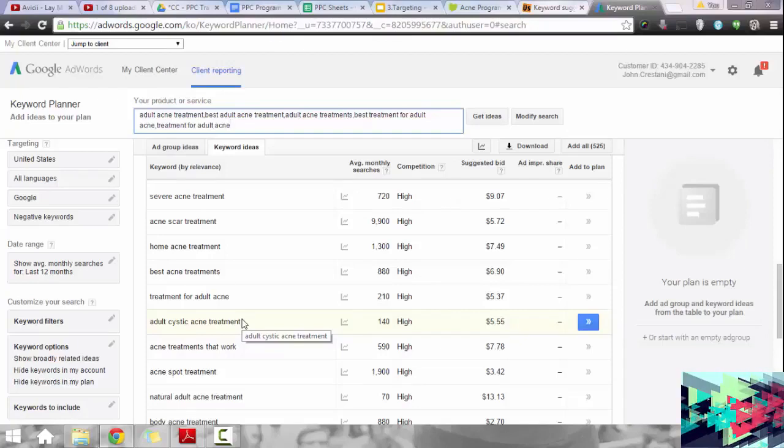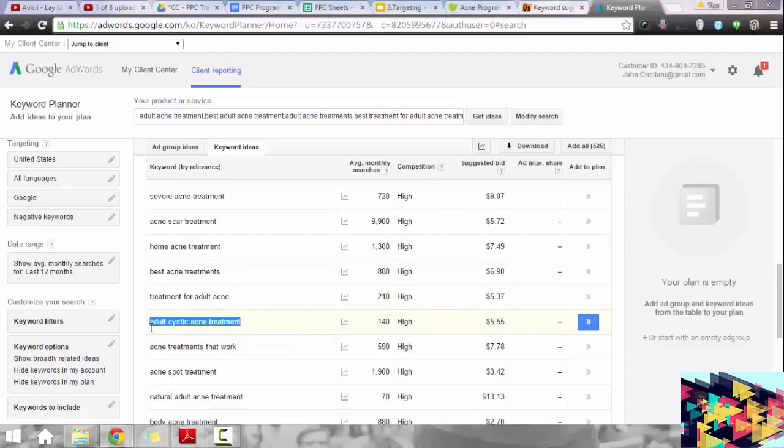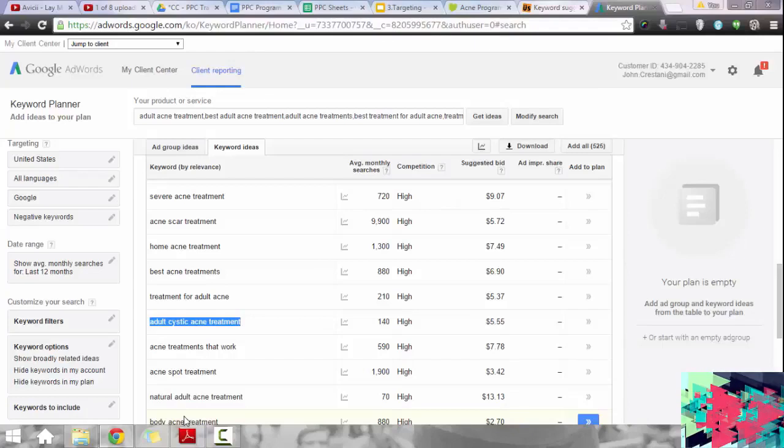But cystic acne treatment may be more specific than adult acne treatment. So I would probably leave this term out of the adult acne treatment ad group and put it in the cystic acne treatment ad group instead, because that's where it's more specific. Why does it matter that it's more specific? Well, I can write more specific ad copy to cystic acne treatment than I can for adult acne treatment. Maybe adult acne is broader and cystic acne is more specific. That's what I'm guessing, at least.